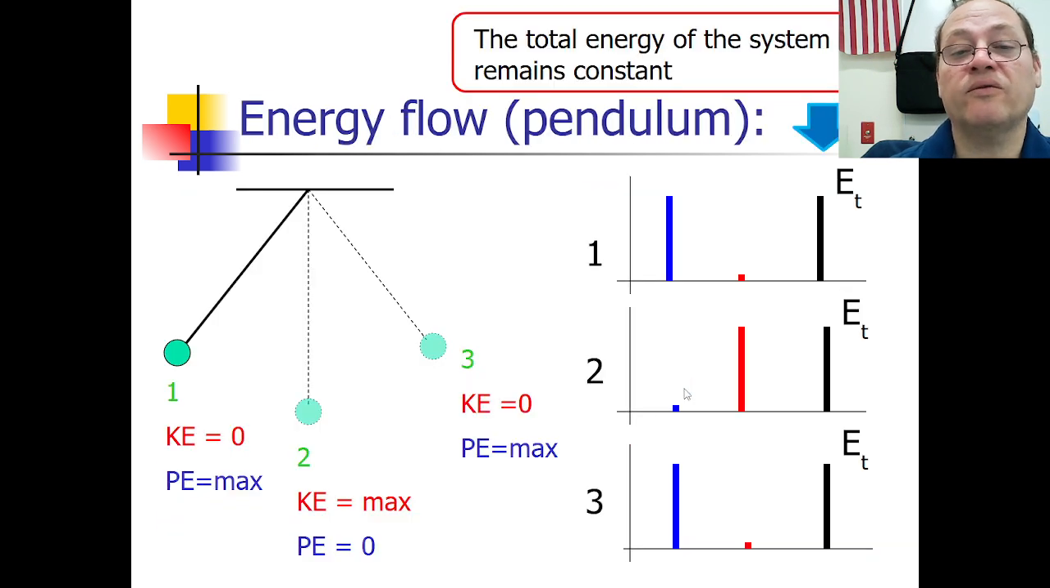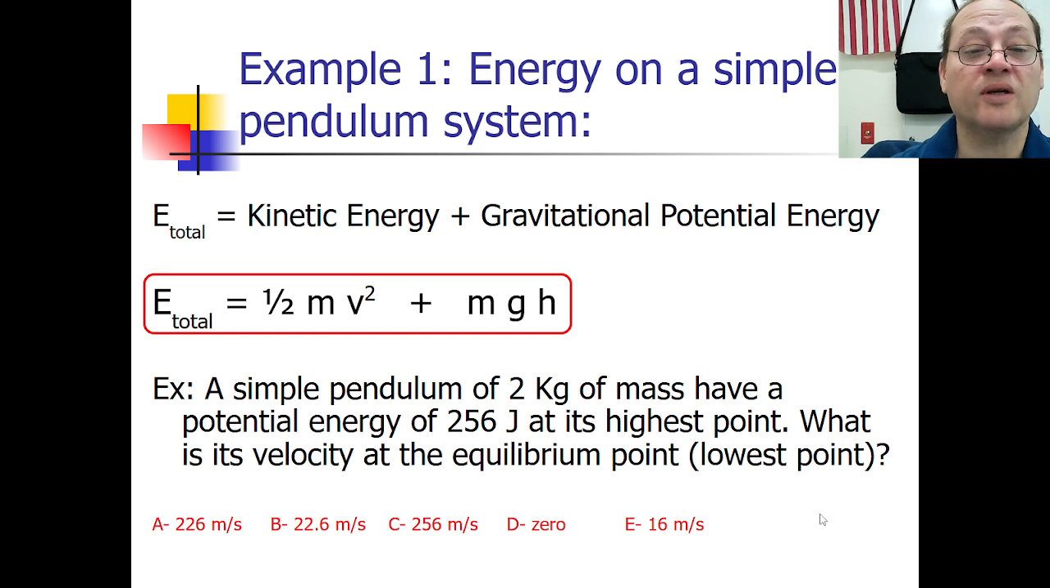Simple pendulums follow the law of conservation of energy. Energy is sometimes potential, like in point 1, sometimes kinetic, like in point 2, sometimes potential, point 3, and then the pattern repeats, but when you add potential plus kinetic, you always get the same total. So you can say that the total energy of the pendulum is equal to its kinetic energy plus its potential energy. So we can use this as an example. Here you have a simple pendulum of 2 kilograms of mass. It has a potential energy of 256 joules at the highest point. What is the velocity at the equilibrium point, or the lowest point?